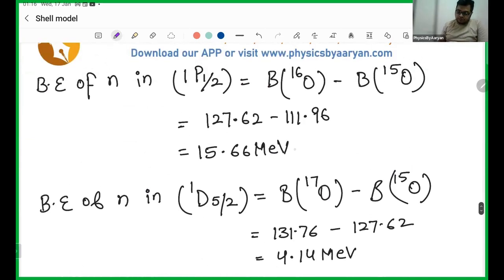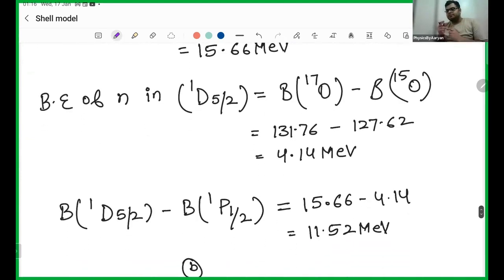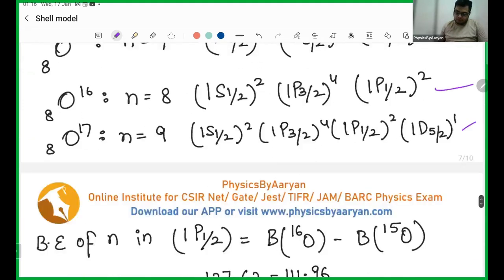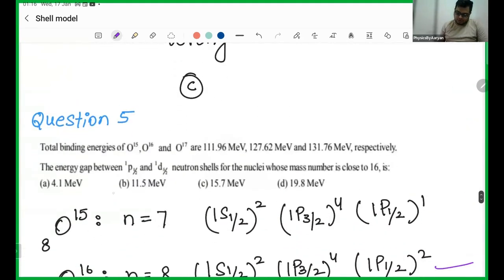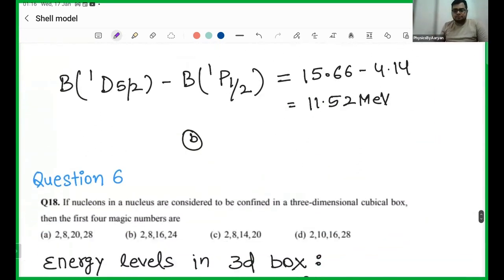So this is my energy of p 1/2, and this is my energy of d 5/2. If I subtract both, I will get the energy difference between them. So if I subtract 15.66 and 4.14, I get the energy difference between them, which is 11.52 mega electron volts. So basically, it is option number B. Okay, so I hope it is clear.